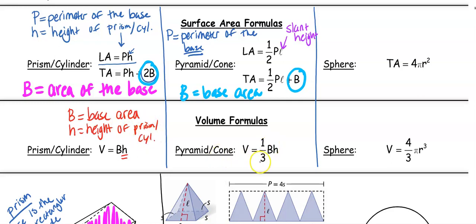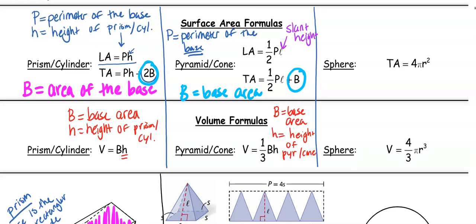Because the pyramid and the cone taper, it's going to be 1/3 times base area times height. And again, that's the height of the pyramid or the cone.